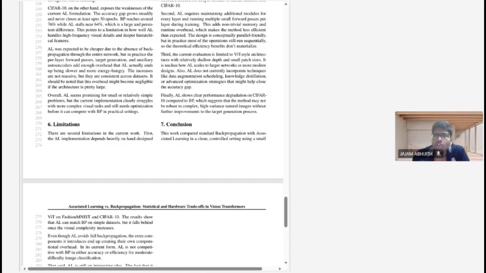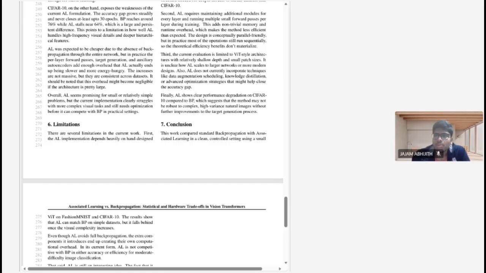But I want to emphasize this. AL is still an interesting idea with real potential. The fact that it performs reasonably well on Fashion MNIST means the core mechanism works. The local learning objectives are well conditioned. They converge reliably, and there's definitely room to improve things. Better target generation, more stable training dynamics, reducing the overhead through better implementation. These are all areas where future work could make a big difference.